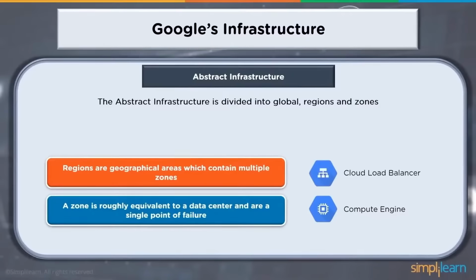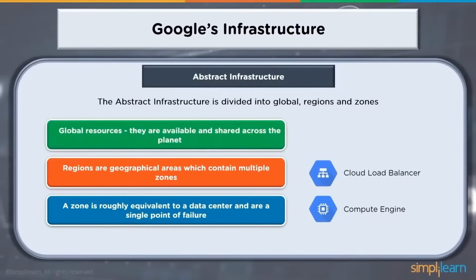So you have Cloud Load Balancer as an example, which is a regional resource. Then you have global resources, and they are available and shared across the planet. So you have various global resources such as network, which could be even your IP addresses and so on.